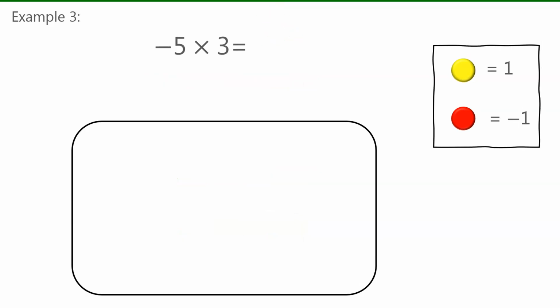Example 3, negative 5 times 3. So that means negative 5 times positive 3. So that means we're going to take out or remove 5 groups of positive 3. Now, we look at this bank and we think, if I want to take out 5 groups of positive 3, how am I supposed to do that when there's nothing in the bank? So think, what could we add to that bank that will still keep the balance as 0? Well, we can add 0 pairs.